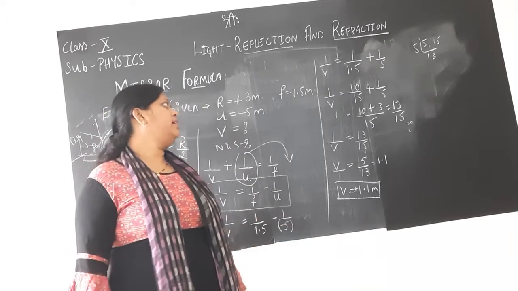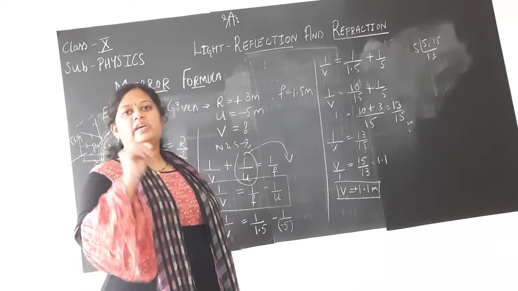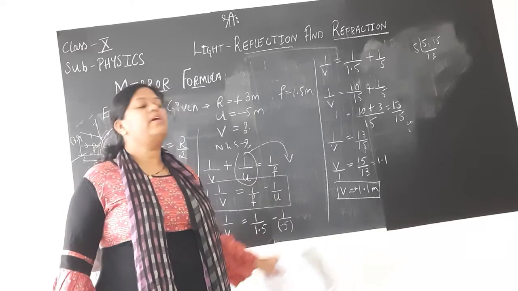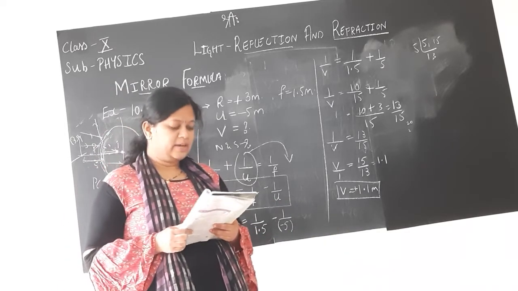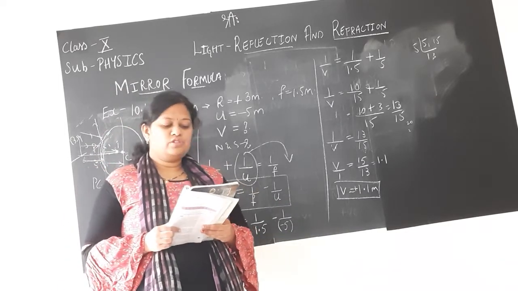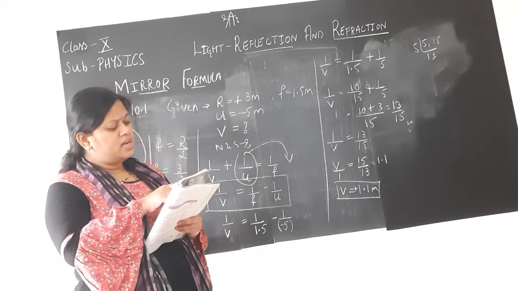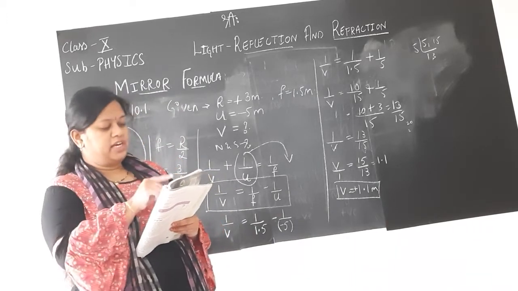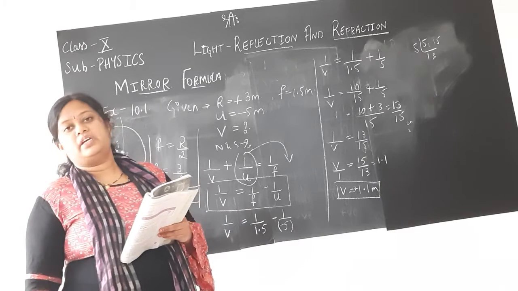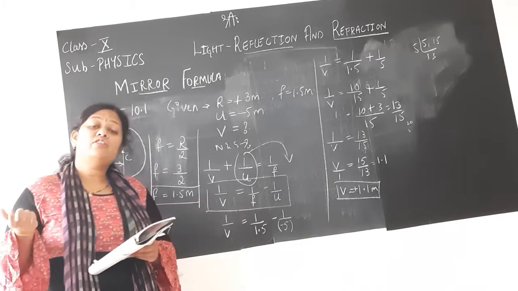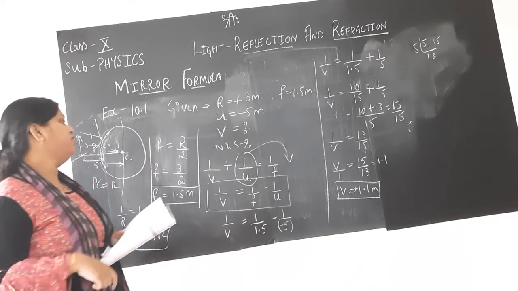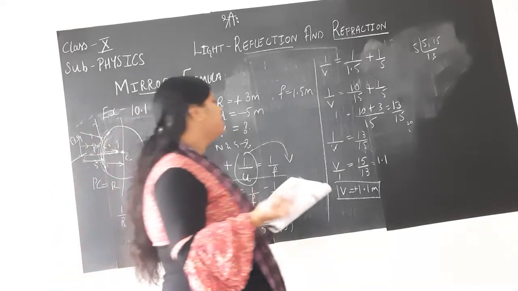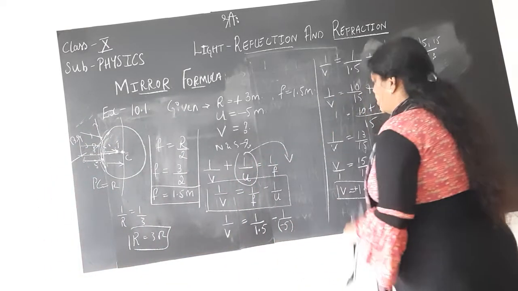You should write one sentence: the image is found at a distance of 1.1 meter behind the mirror. Next, they have asked us to also find the position, that is v, the nature and size of the image. Obviously the size of the image we come to know by what is called the magnification.